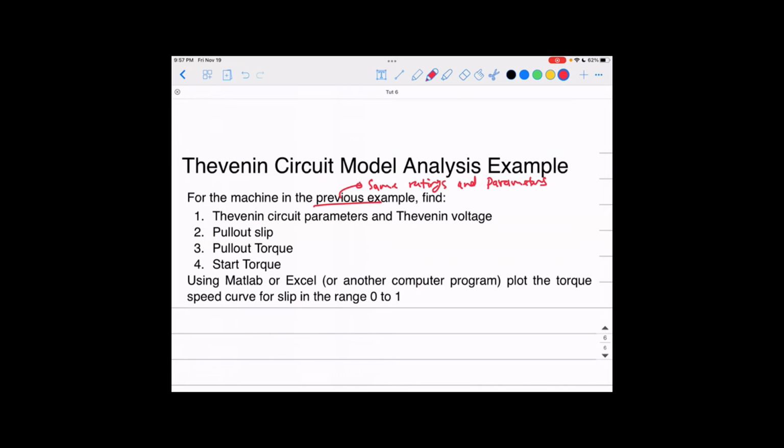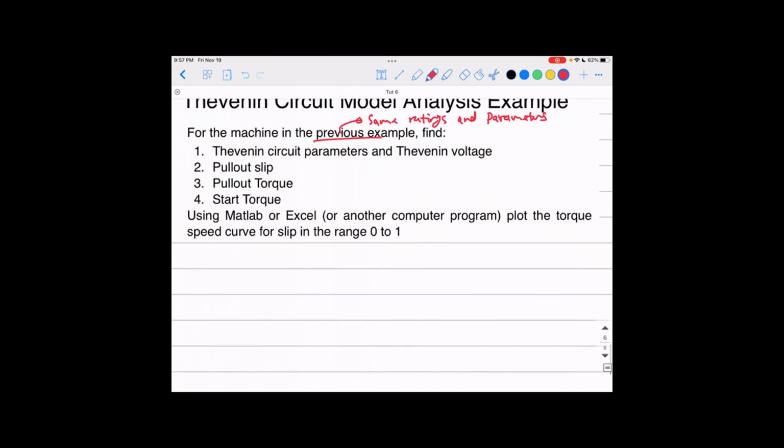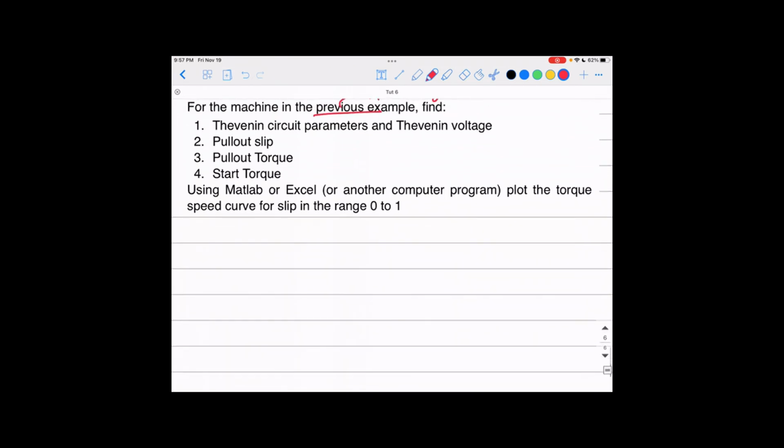Okay, guys? He wants you to find the Thevenin circuit parameters and Thevenin voltage. So he wants you to find the Thevenin equivalent circuit, okay?